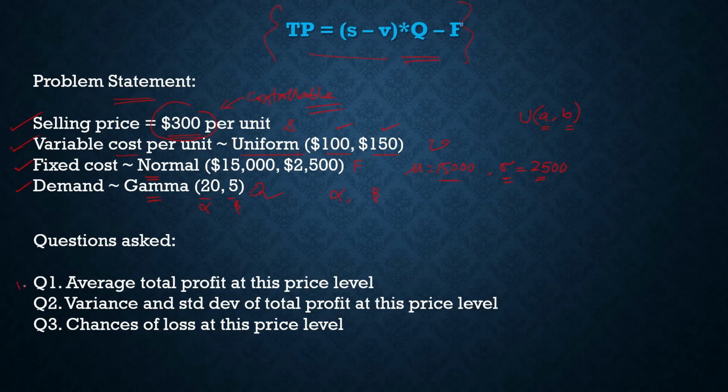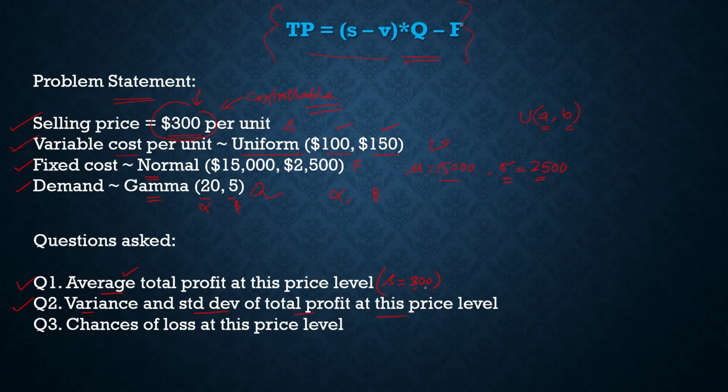So 3 questions are to be answered. One is the average total profit that can be obtained at this price level. What price level? That means if the price level is 300, which we have defined here, at that price level what could be the average total profit? Then what is the variance and standard deviation of total profit at this price level?